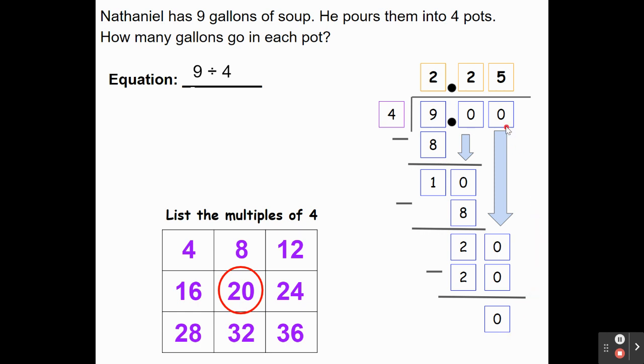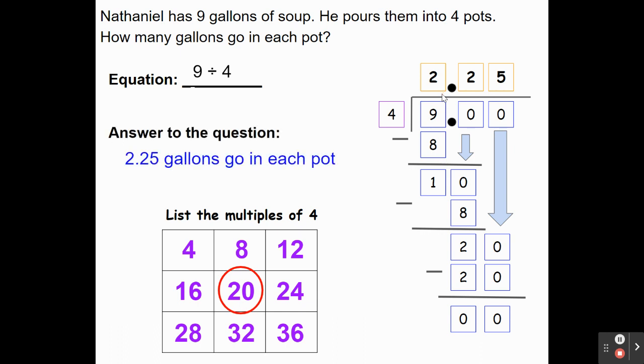We are done dividing, so let's answer the question. How many gallons go in each pot? We can see that 2 and 25/100 gallons go in each pot.